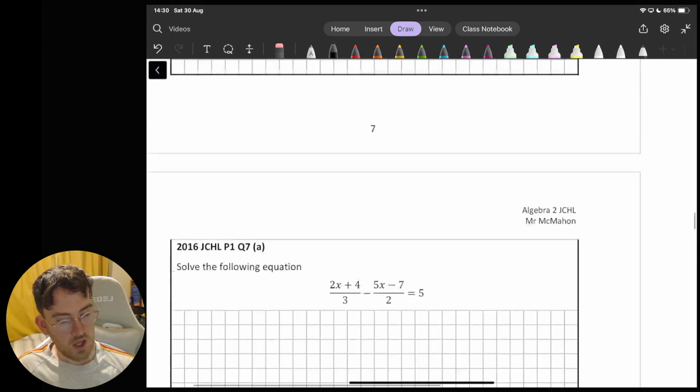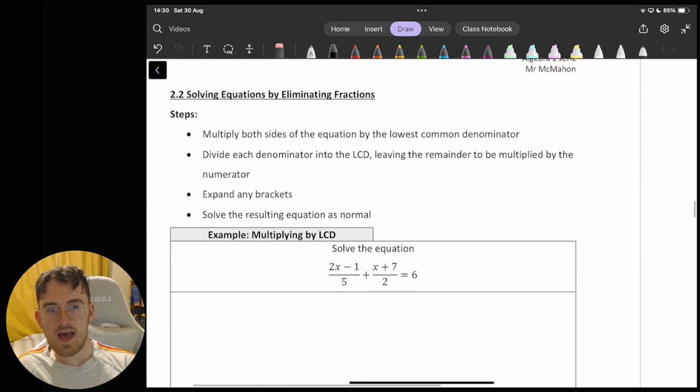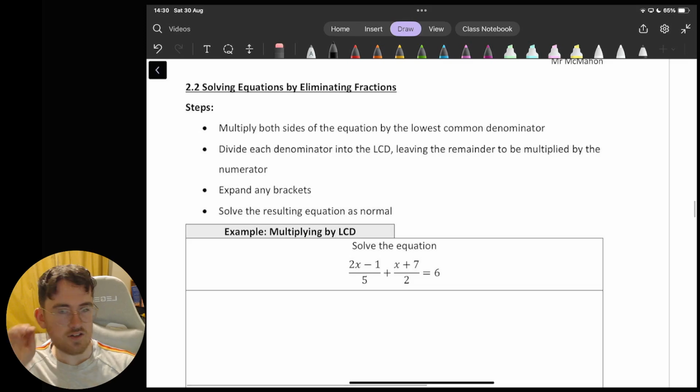Okay, so I did say there's another method that we're going to do. I'll do this in a separate video to keep the two videos shorter. So the second video on solving equations with fractions is going to be solving them by eliminating the fractions in the first place. Okay, a slightly different method, but essentially a much more straightforward and quicker method.